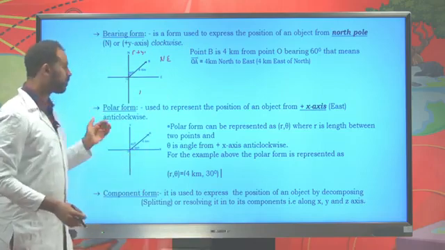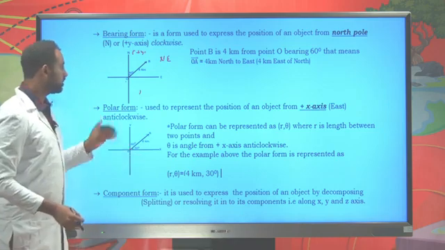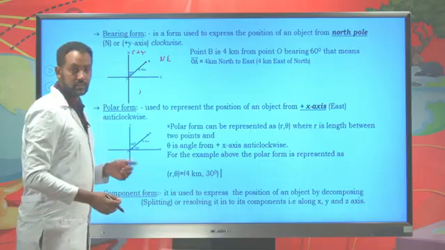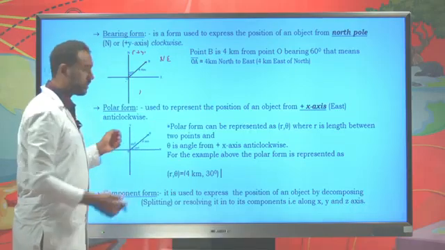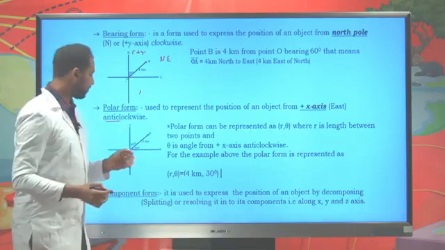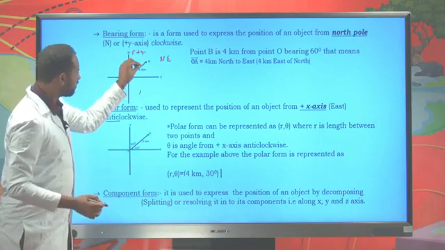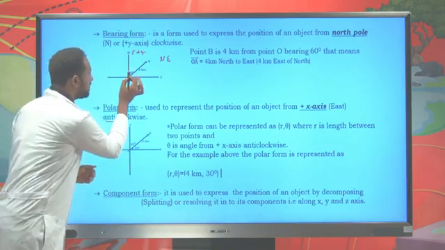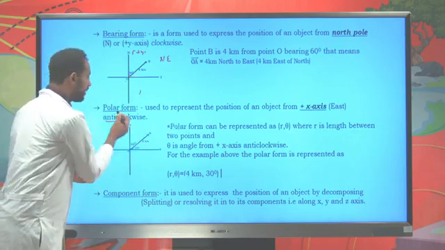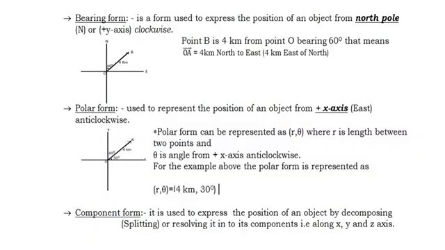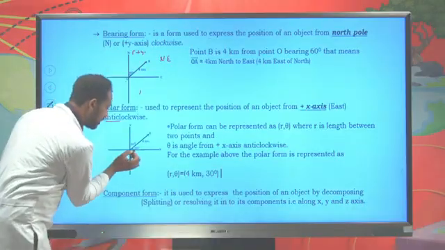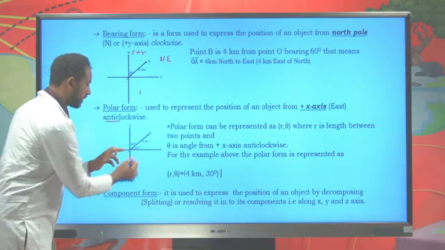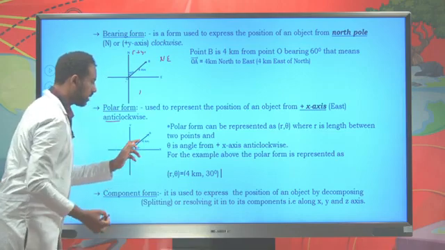The other technique is polar form. Polar form is used to represent the position of an object from the positive x-axis, or we call it east, and it should be anti-clockwise. Therefore, the same point B can be represented using polar form. It is 60 degrees from north, but with polar form we count from the east direction, the positive x-axis. Therefore, this should be the complementary angle, which is 30 degrees. The same distance, 4 kilometers.